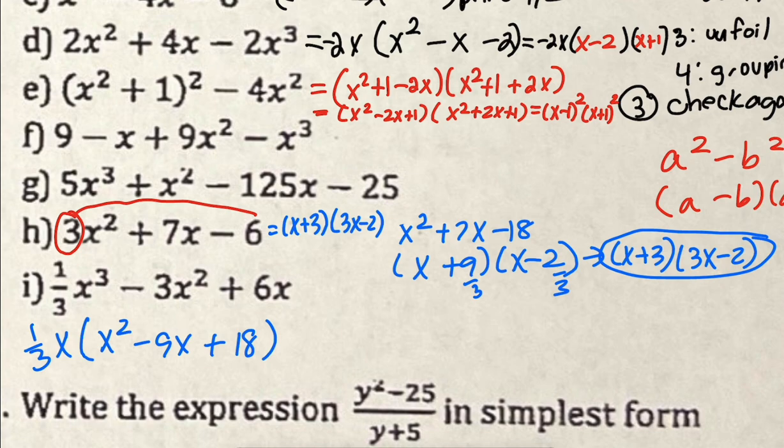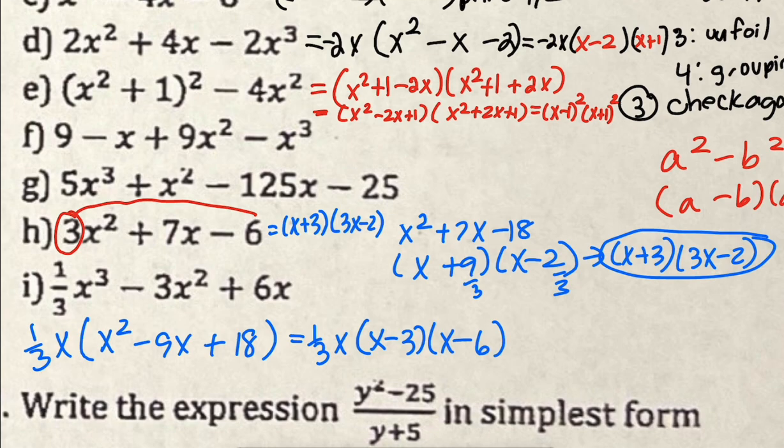Well, we kind of had this 18 happen before. 18 is 9 times 2. That doesn't make the 9 we need. 18 is 18 times 1. That doesn't make the 9 we need. But 18 is 6 times 3, right? 6 times 3 does add up to the 9 we want. So this is going to be x minus 3 and x minus 6. 3 times 6 is the 18 we want. 3 plus 6 is the 9 we want. If the back sign is positive, the middle sign repeats in both parentheses.